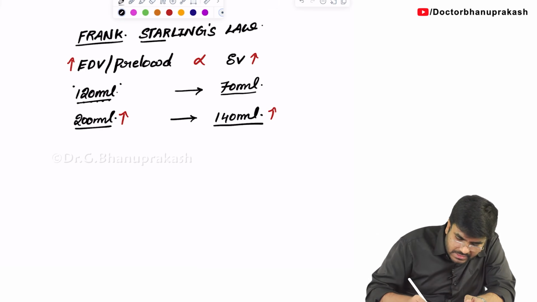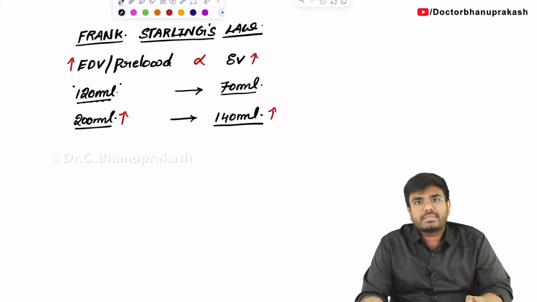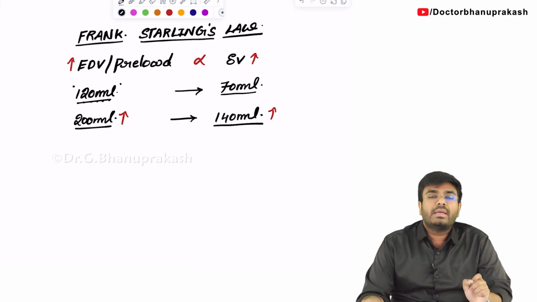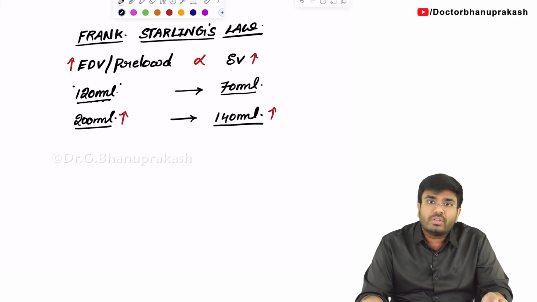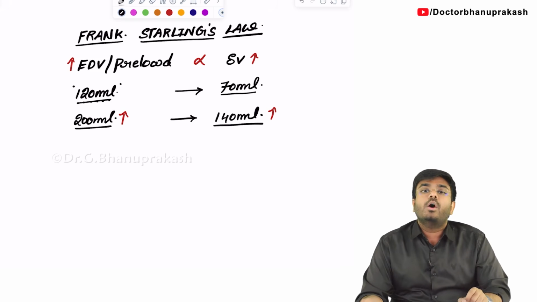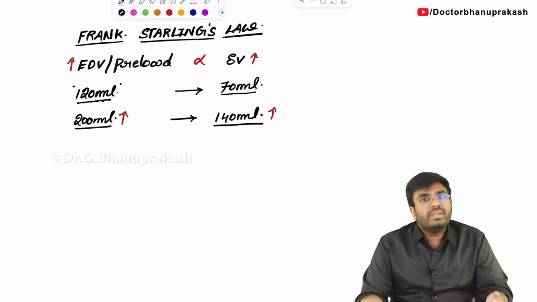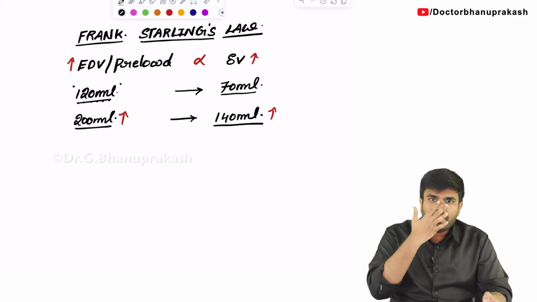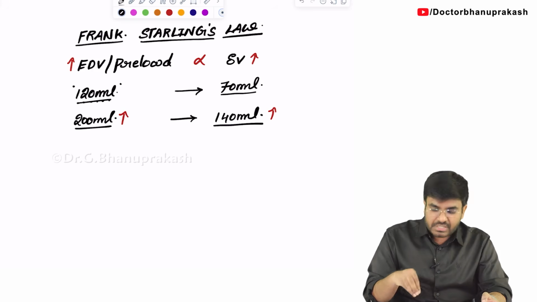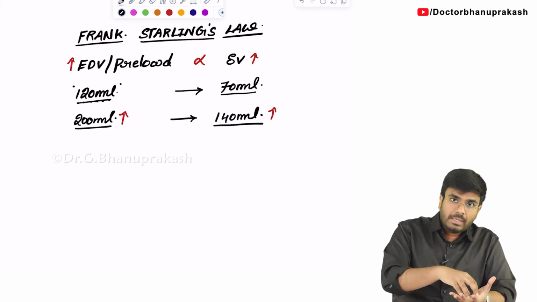Okay, so what is Frank-Starling law telling us? The Frank-Starling law tells us the more the end diastolic volume, the more the stroke volume will be. If you keep more blood in the heart, more stroke volume will be ejected. Okay, so the same thing can be discussed in a different way. The more blood you keep, the more the stretch will be.